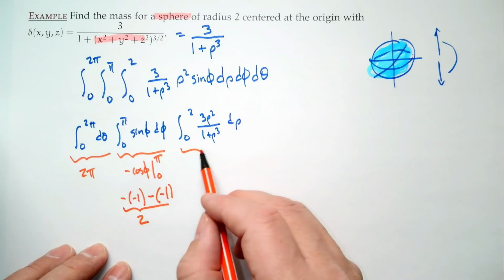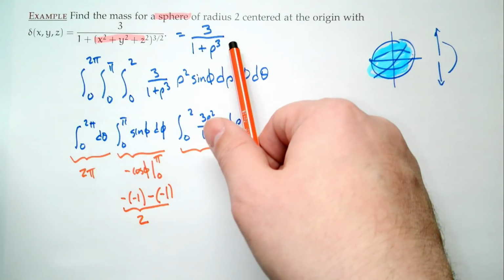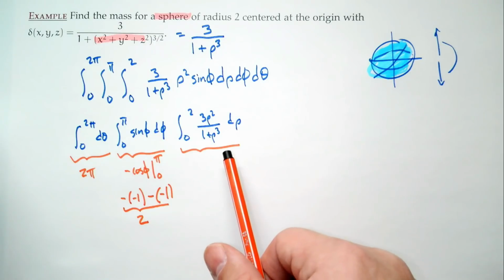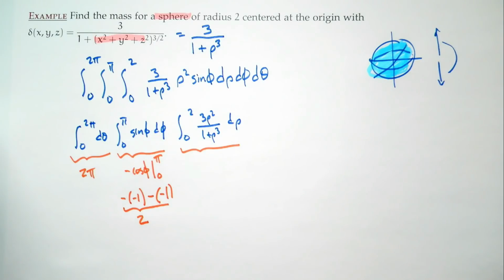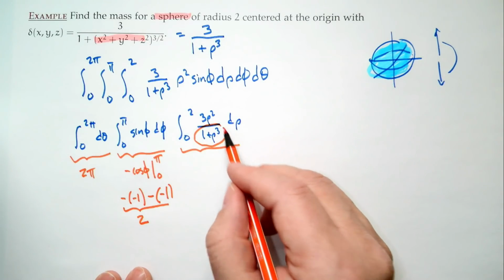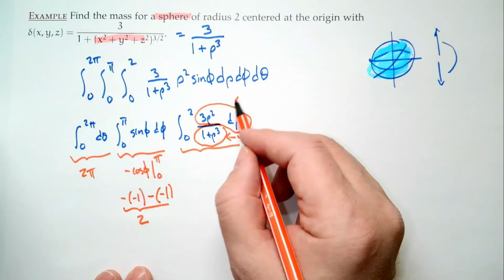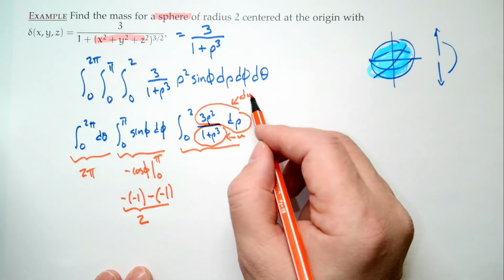Now this integral. Originally this looked terrible, and then it just looked modestly bad, and now it looks not bad at all. How do you integrate 3 rho squared over 1 plus rho cubed? You do substitution. This is the kind of substitution we can probably do in our head now. What's the substitution to make? The 1 plus rho cubed would be the u. The 3 rho squared d rho is our du.